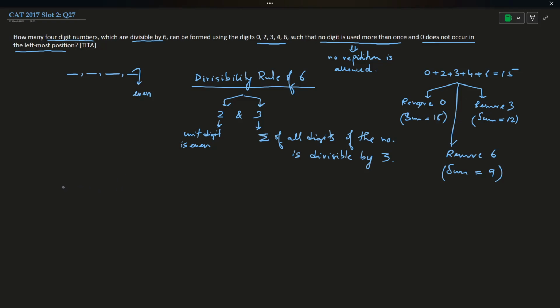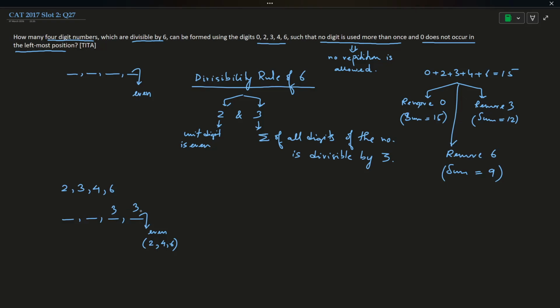Suppose 0 is not there. If 0 is not there, there are these 4 digits: 2, 3, 4, 6. So how many 4-digit numbers can we form such that this is divisible by 6? Already this will be divisible by 3 because the summation is 15. So now I have to make it even. This place must be even. In how many ways can this be even? Either we can have 2, or 4, or 6. That means this place can be filled in 3 ways. Next place, this can also be filled in 3 ways.